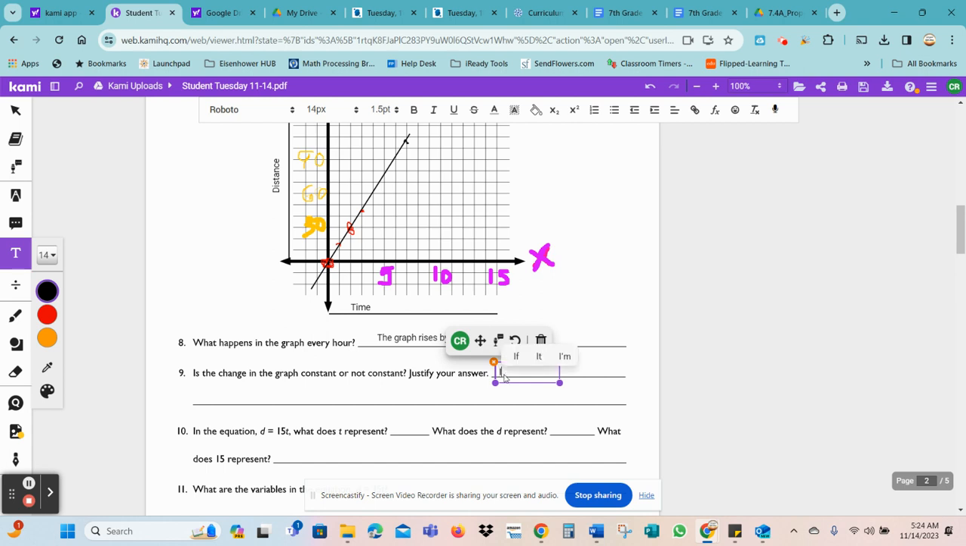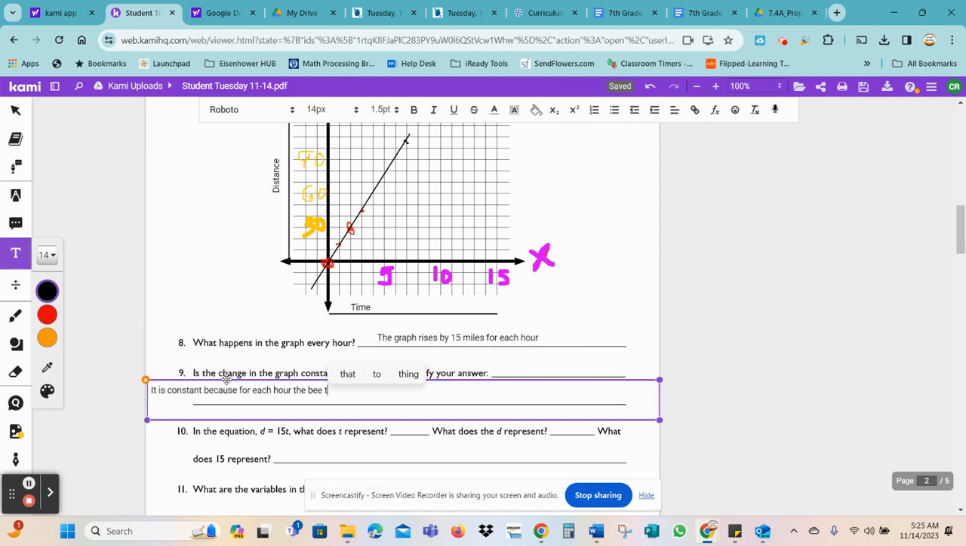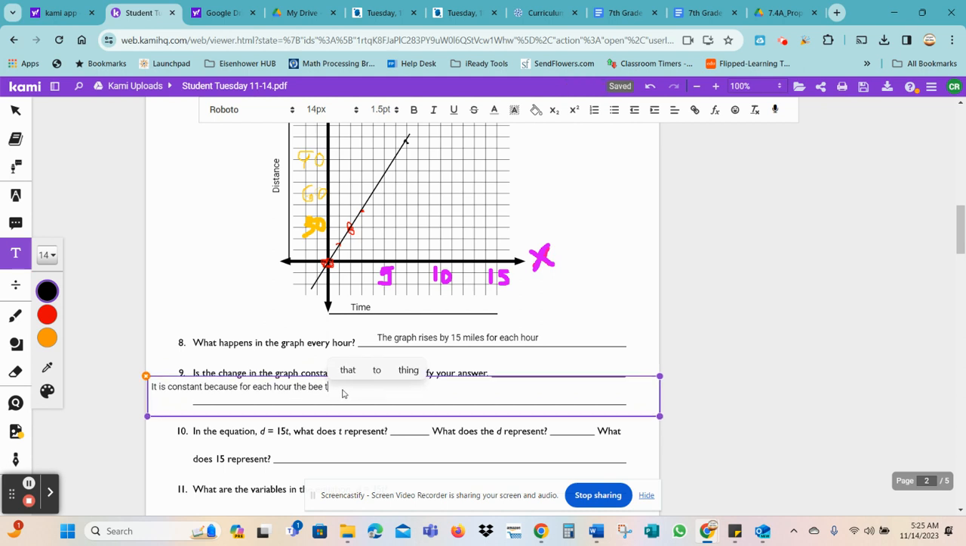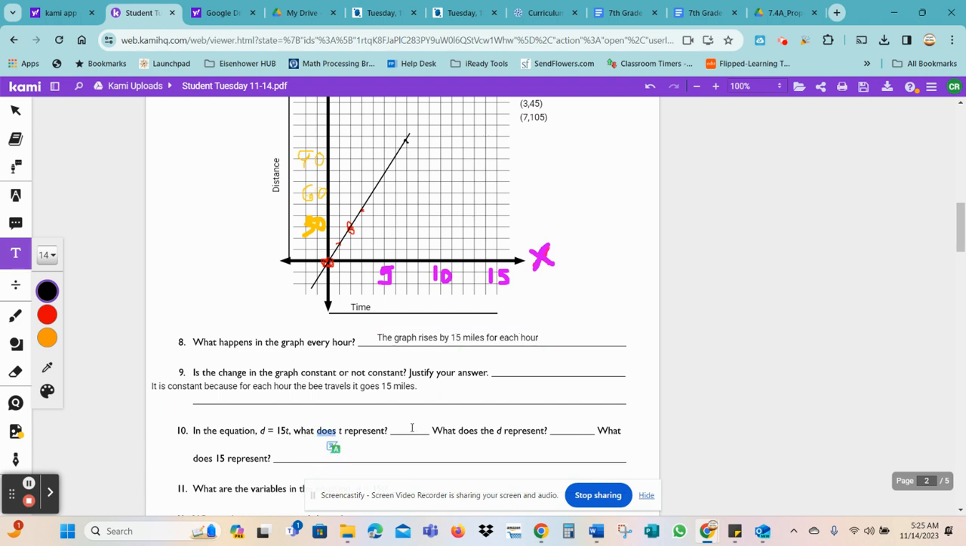So we say that it is constant because for each hour the bee travels 15 miles. Kind of don't like the way that's phrased, but I'm going to stick with it. So it was constant because for each hour the bee travels, it goes 15 miles. All right, in the equation, D equals 15T, and that's what we're looking at. So we're looking at this one right here.